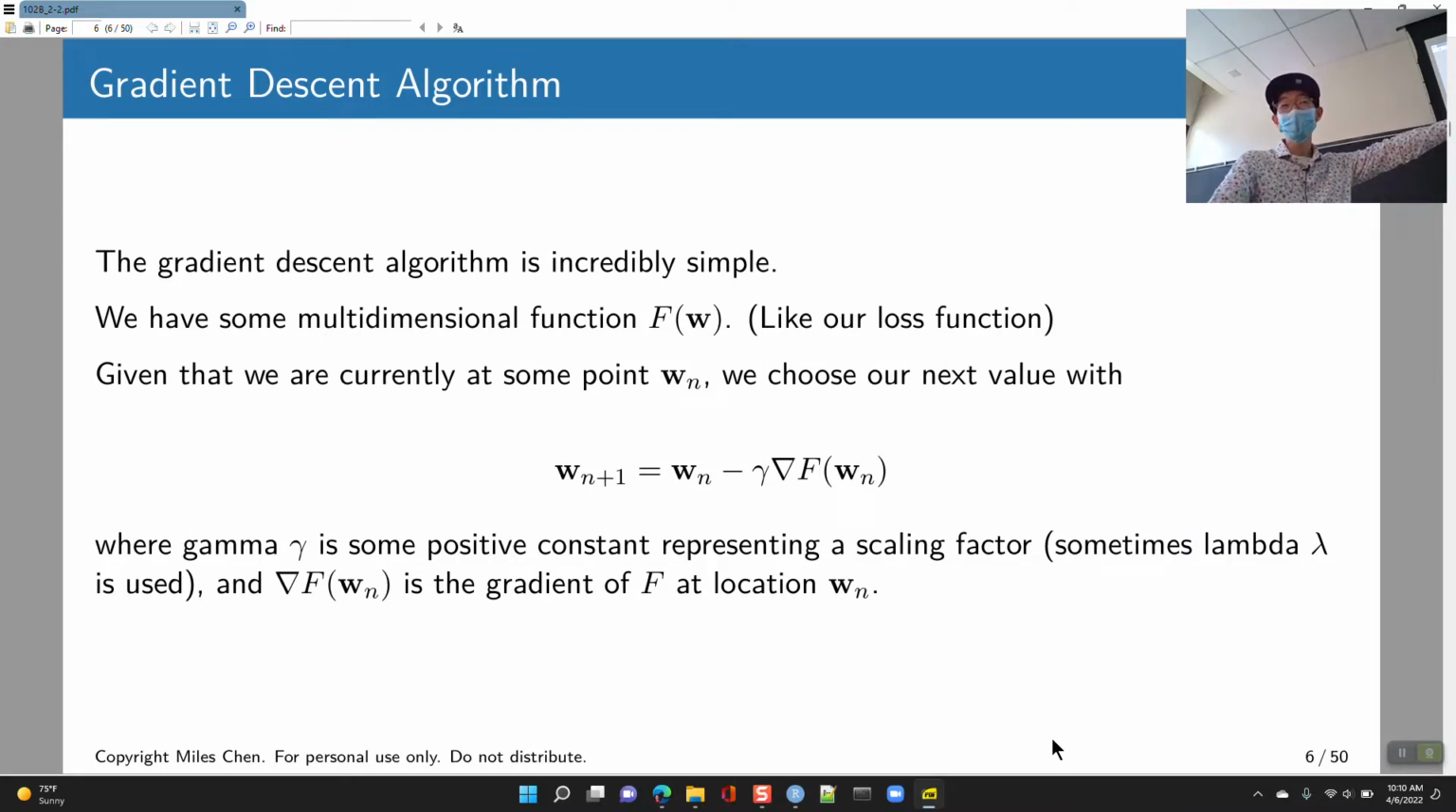And so the gradient descent algorithm is incredibly simple. It's just this one line right here. You have some function f of w, which is the function we're trying to minimize. In our case, it'll be our loss function. The mean squared error is represented by f of w. It's a function where the input is this weight vector w. We put in a slope, an intercept, or whatever terms we need, and it spits out how much our mean squared error is at that point.